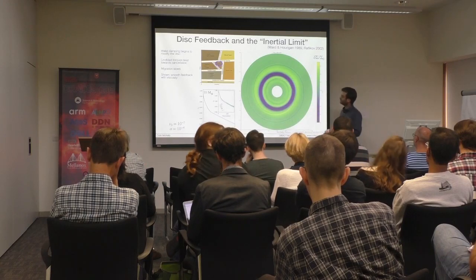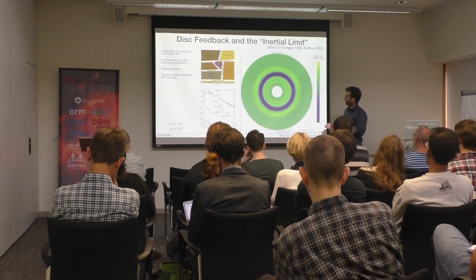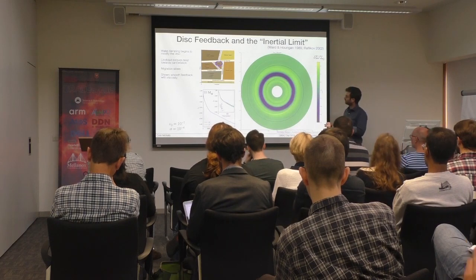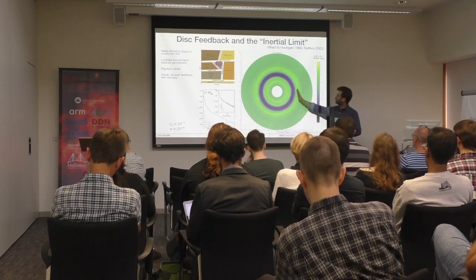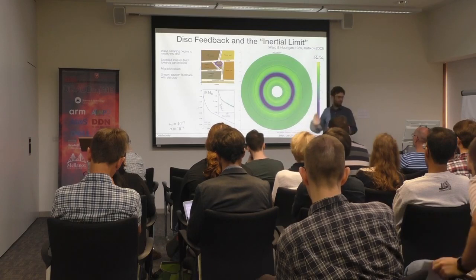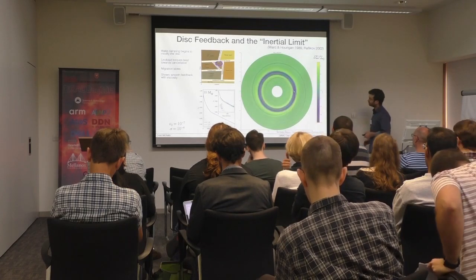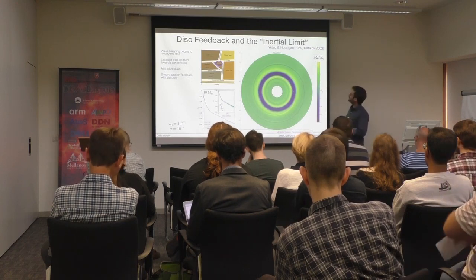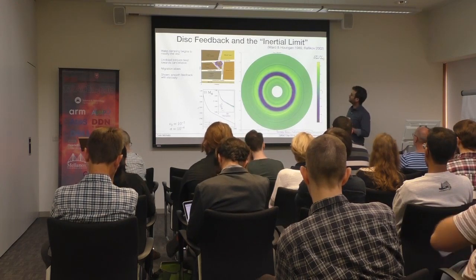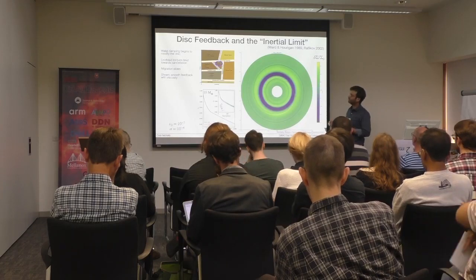Here, with sufficient resolution, we can find a converged solution with some viscosity, and the planet slows down. It doesn't stop, but there is at least a smooth modified migration that goes on there. Now, this is a situation with some level of viscosity, and this inertial limit should kick in really at zero viscosity.